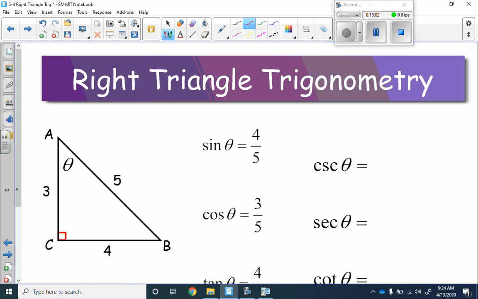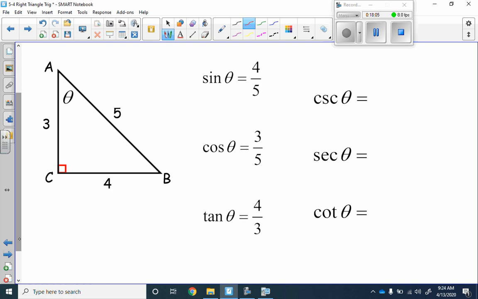So now knowing that information, what we should be able to do is not only come up with 3 trig ratios, but actually come up with 6 trig ratios. So here I've got my 3, 4, 5 triangle once again. Sine is 4/5, so that means the cosecant is going to be 5/4. Cosine is 3/5, which means the secant is 5/3. Tangent is 4/3, so cotangent would be 3/4. All you're doing is taking the reciprocal of those.